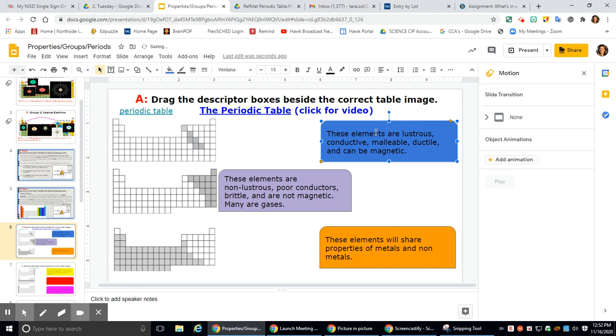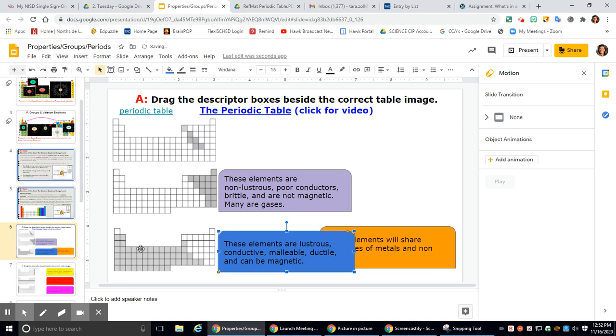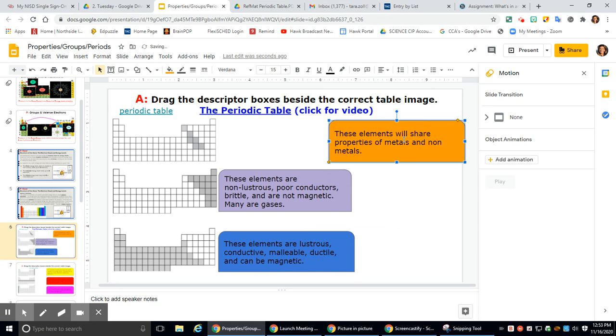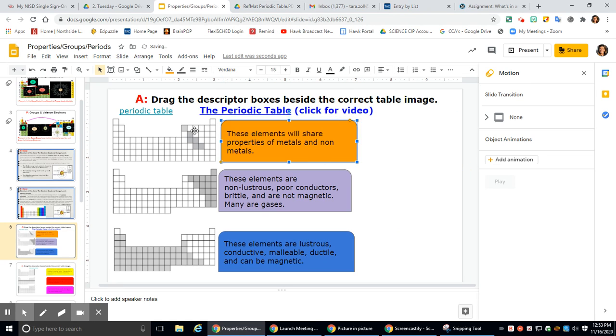So I can drag and drop this descriptor next to that image. Let's have a look at this descriptor. It reads, these elements are lustrous, conductive, malleable, ductile, and can be magnetic. These would be your metals. Your metals are found to the left of the zigzag line on the periodic table. And lastly, these elements will share properties of metals and non-metals. So those would be your metalloids that are found directly on that zigzag staircase.